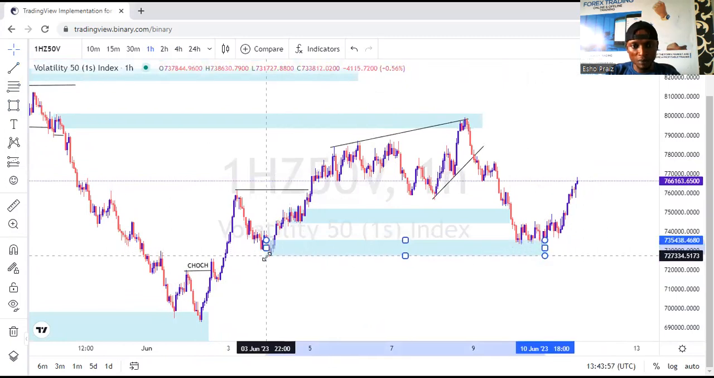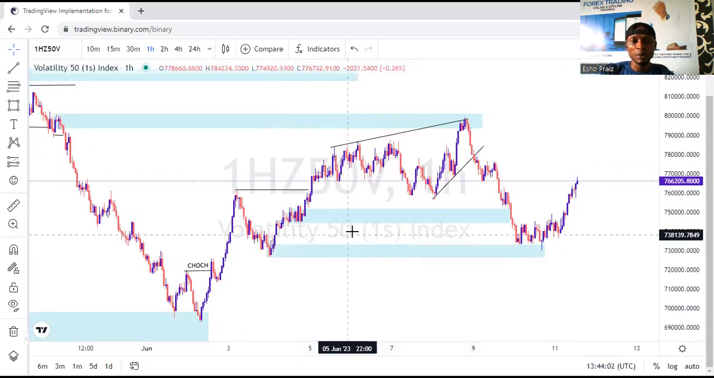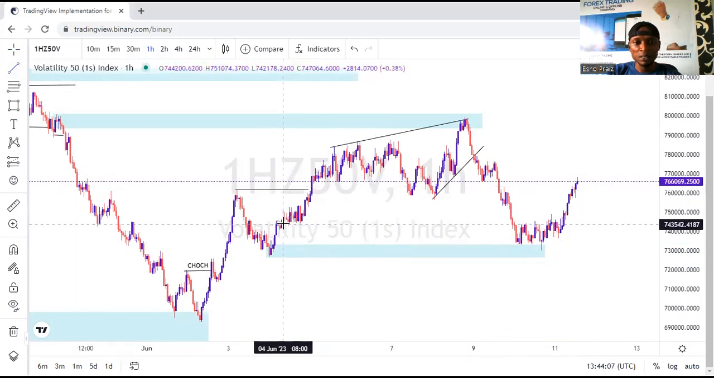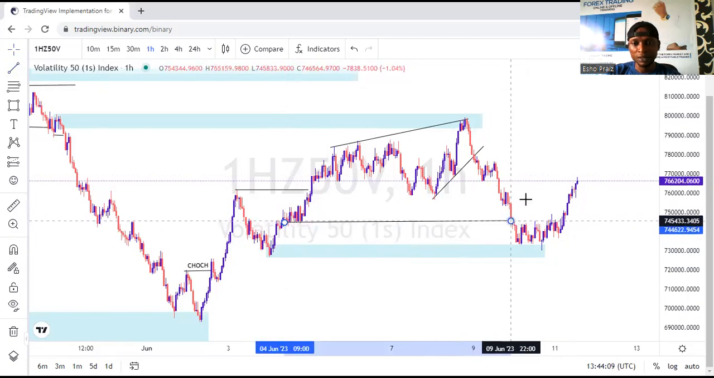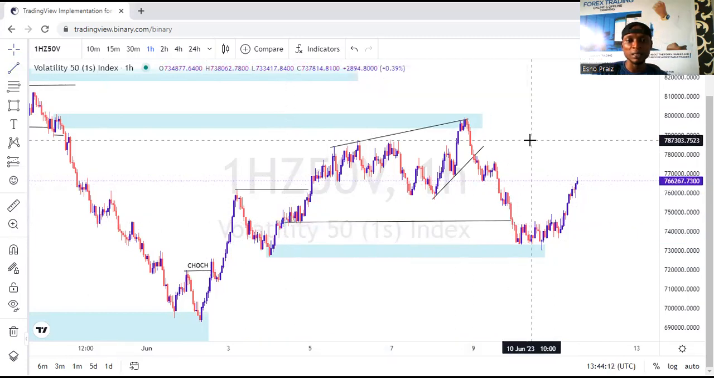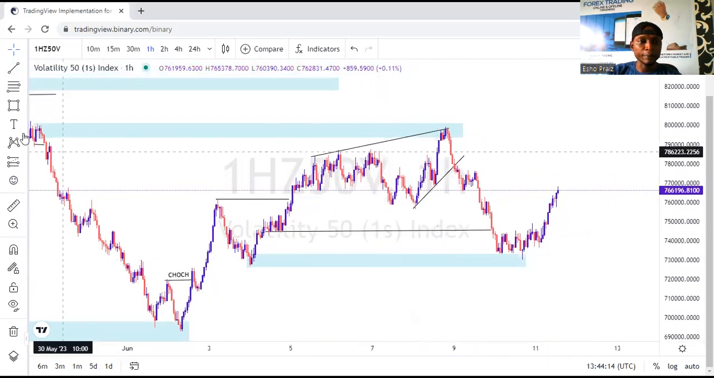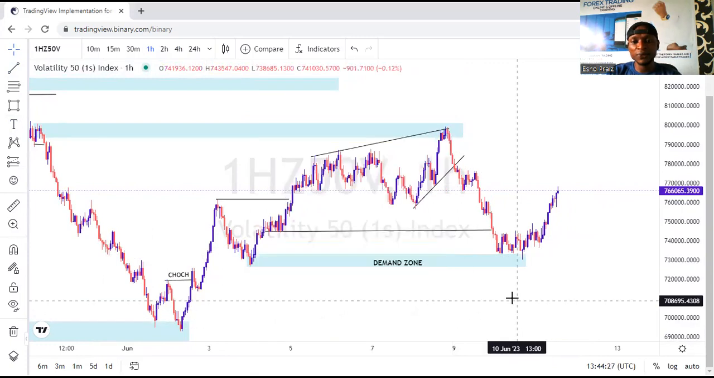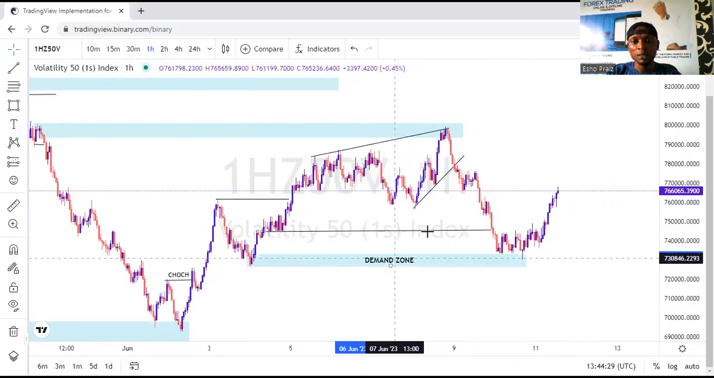Understand? So now, guys, let me show you. Look at it. Let's take this one away. So this one can be identified as our liquidity. And then this is our demand zone. So that can be identified as our demand zone.